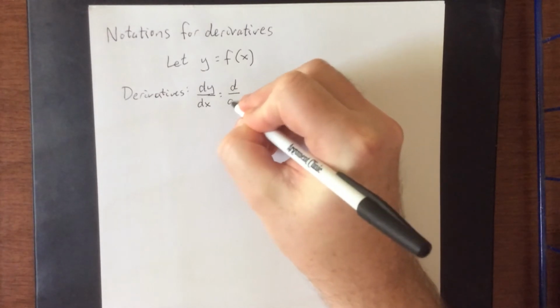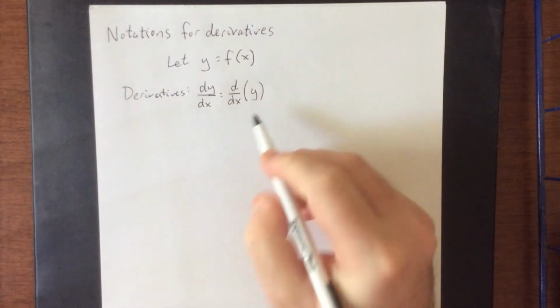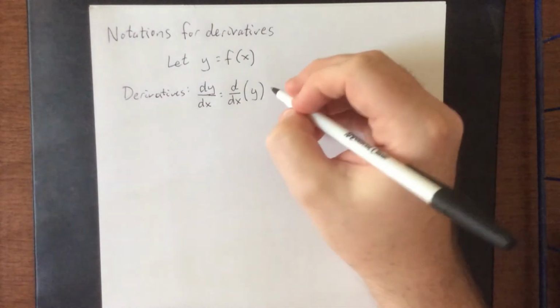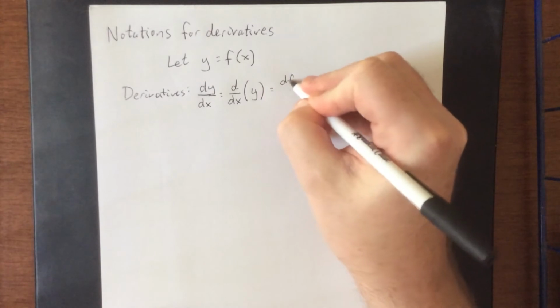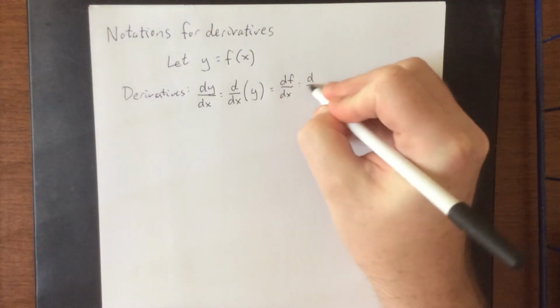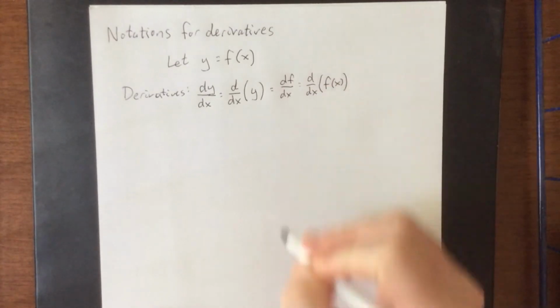Additionally, the use of d over dx means that I'm about to take the derivative of this thing with respect to the variable x. We could also say df over dx, or d over dx of f of x.